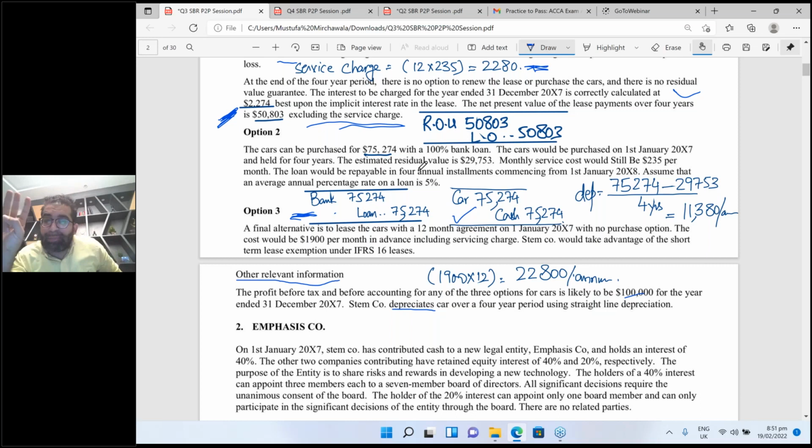Third thing, please be active with me. Now again you have to pay the monthly service cost of 235. Same monthly service cost. Sorry, I skipped one line. The car would be purchased on 1st January X7, that is the first day of our accounting period, and held for 4 years. Okay, 4 years. The estimated residual value is also given, and I'm sure you know how to calculate depreciation using the straight line method.